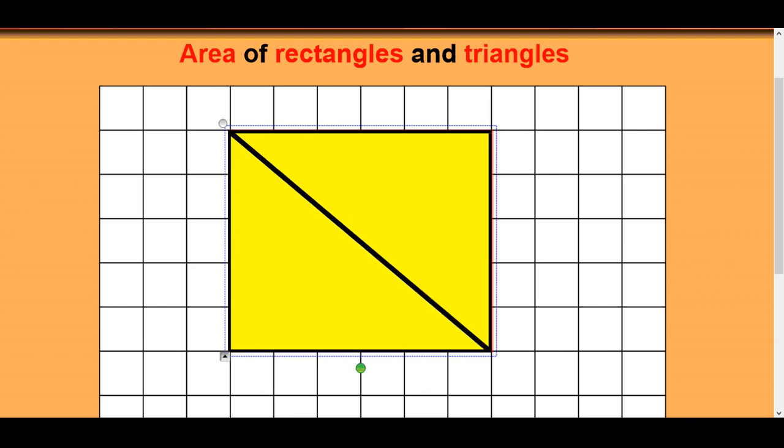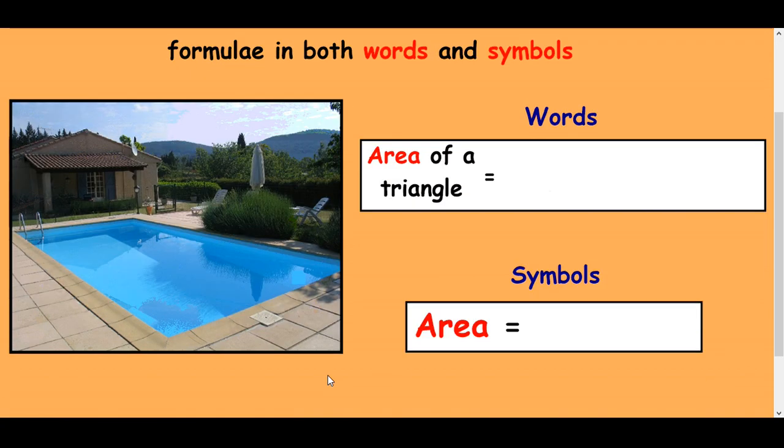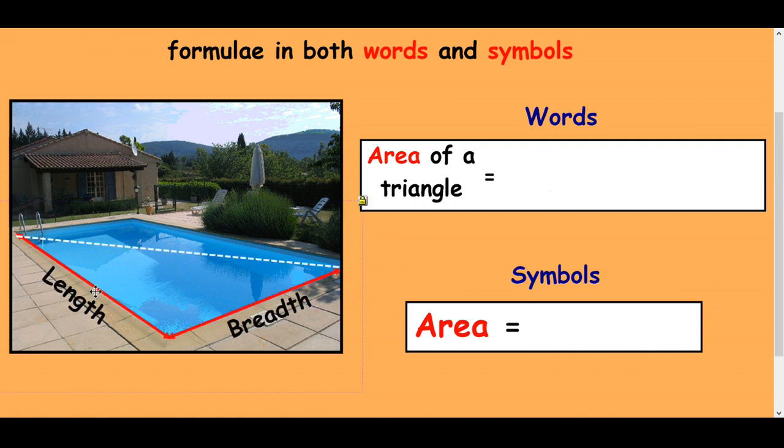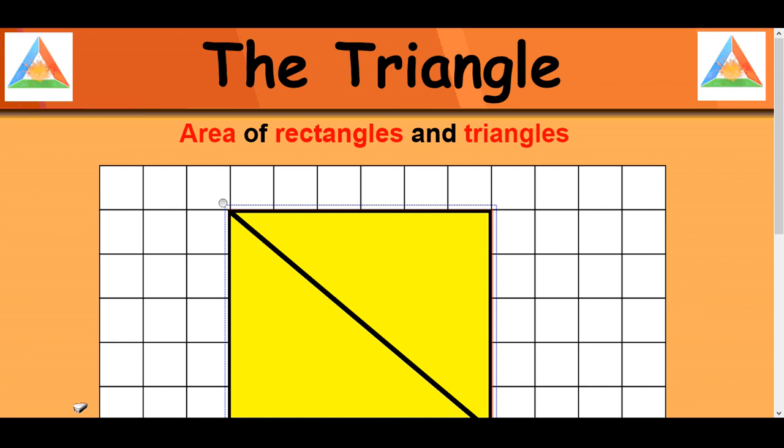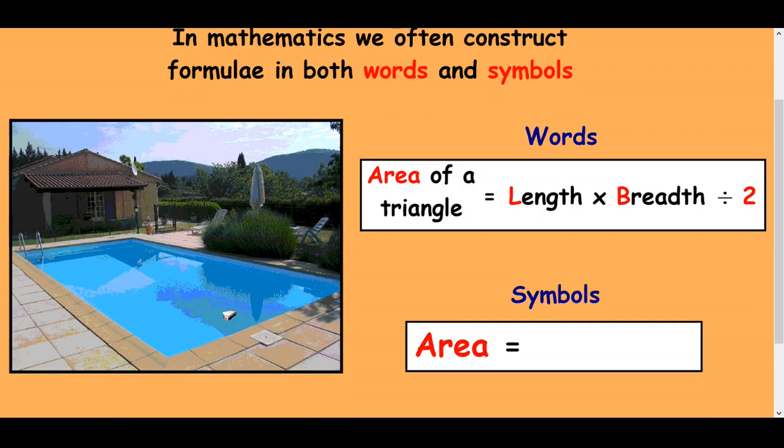Okay, so that leads us to this idea of a formula for a triangle. Again, there's a triangle there, and you're talking about length and breadth. Length being the long bit of the swimming pool, breadth being the short bit. But the area of a triangle is basically length times breadth, similar to the rectangle, but we have to remember to half it, divide it by 2, because that's what we did over here, isn't it? Now, to shorten that, just area equals L times B divided by 2.